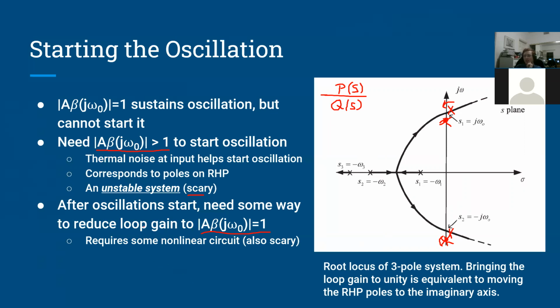And if you're interested, I wrote this requires some nonlinear circuitry, which means you need something more than a resistor, a capacitor, and an inductor, because those are all linear. And I wrote that's also scary because normally we don't like nonlinear effects in our systems. So if you didn't understand the slide, no worries. But it's interesting if you do.